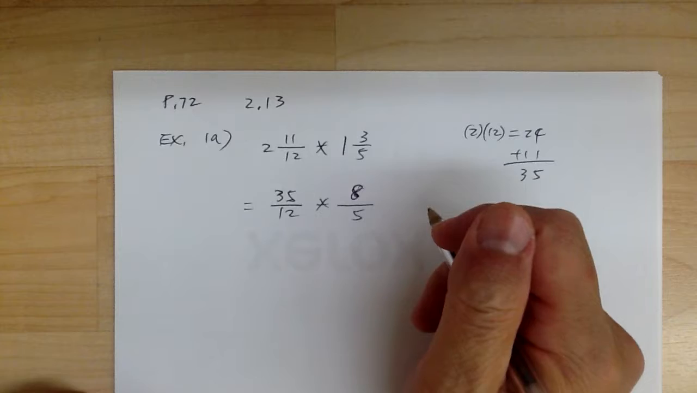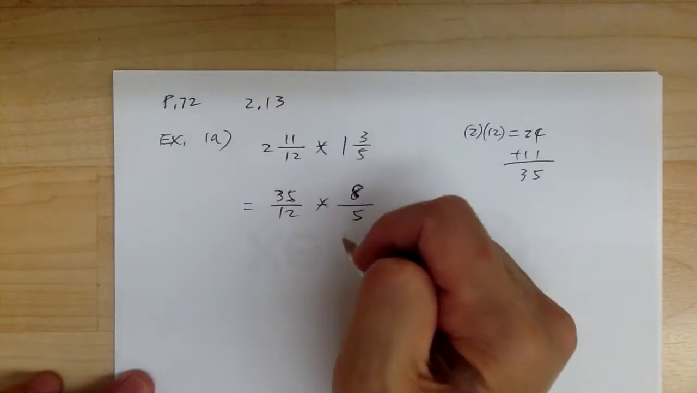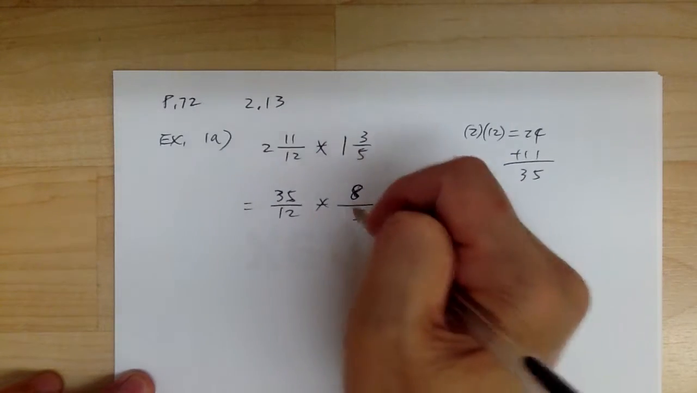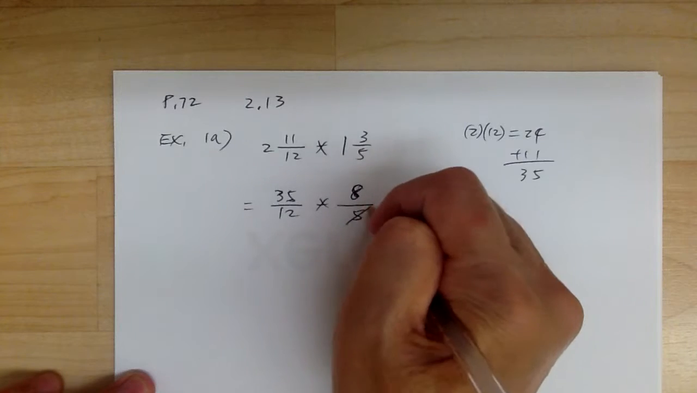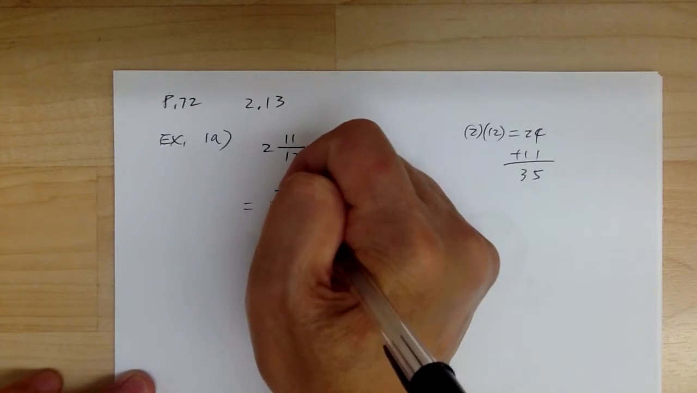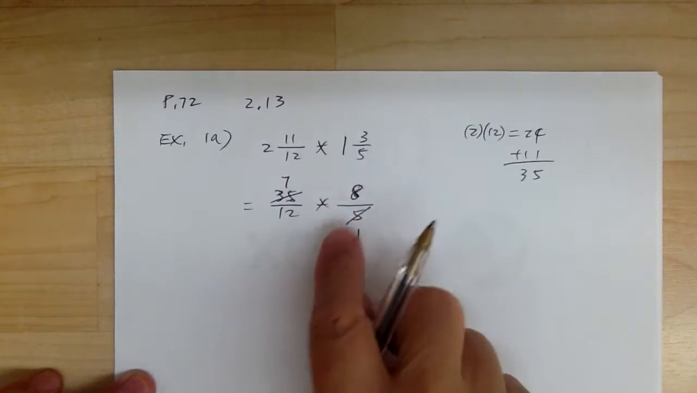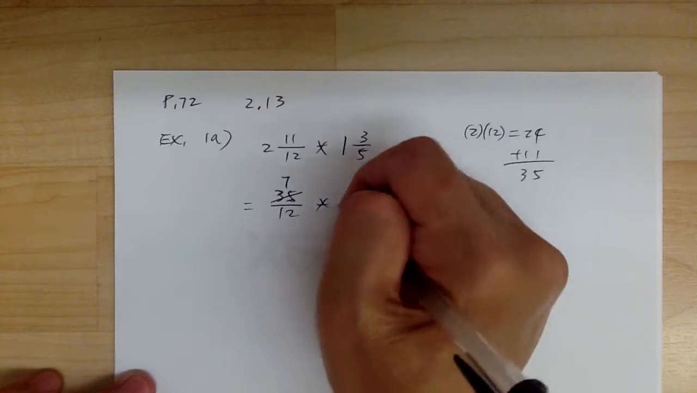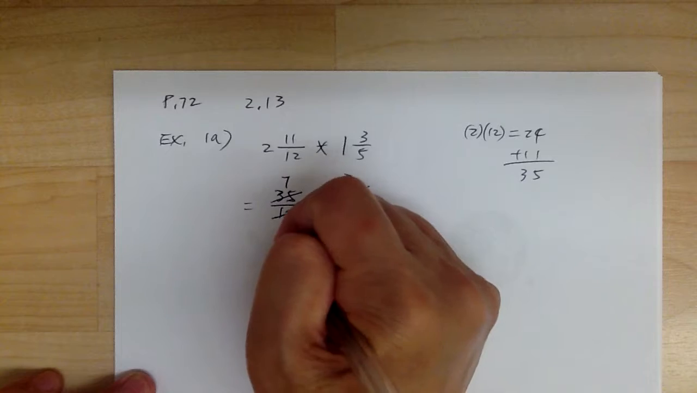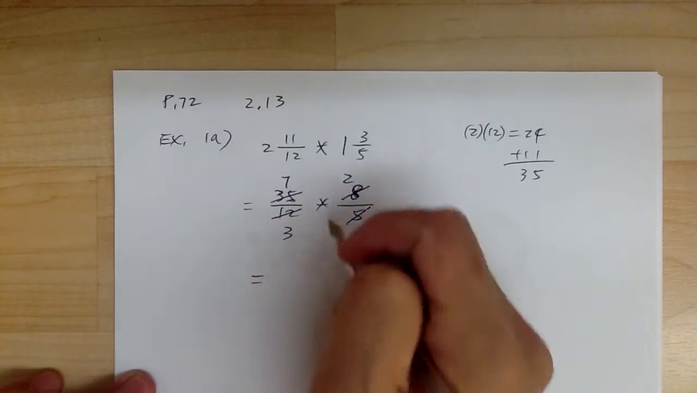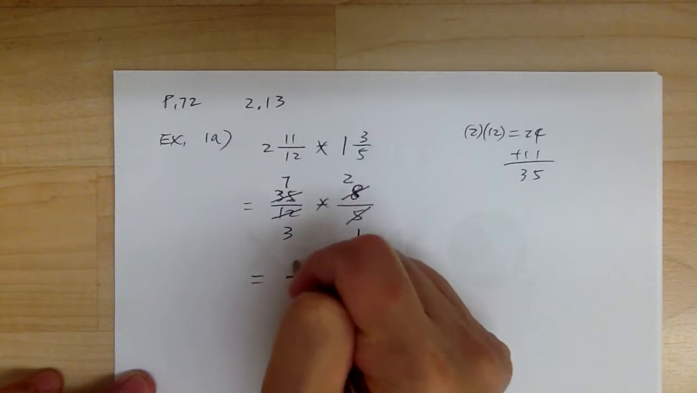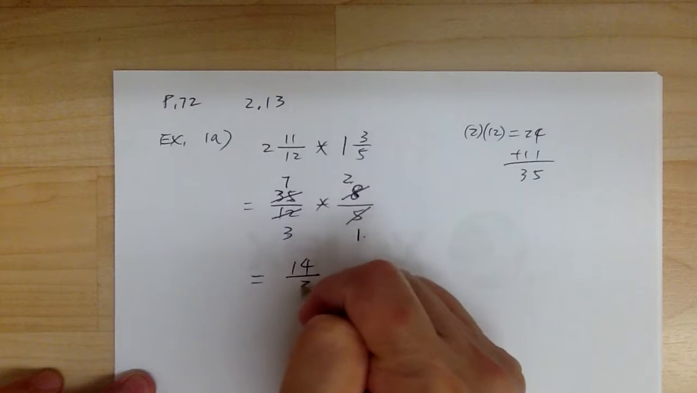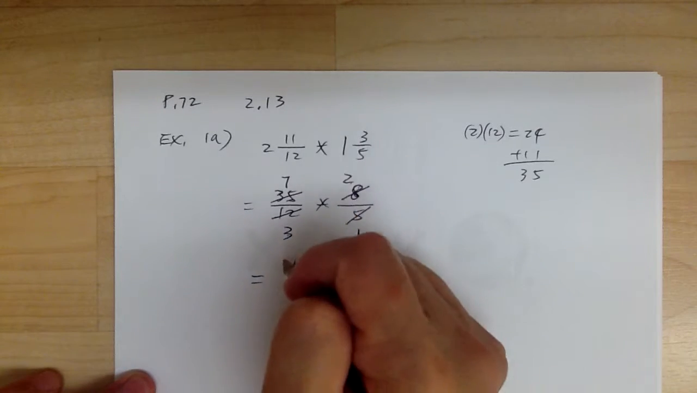Then after that you can reduce by dividing. So 5 and 35 both are divisible by 5. Divide by 5 you get 1. Divide this by 5 you get 7. 8 and 12 both of these are divisible by 4. So divide by 4 you get 2. Divide by 4 you get 3. And after I multiply, 7 times 2 is 14, 3 times 1 is 3, and then that's it.